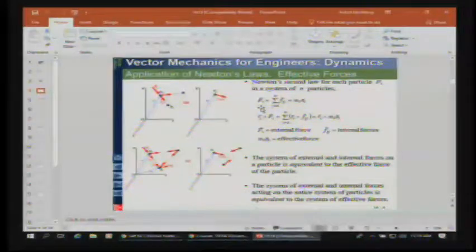It says the vector f sub i plus the summation from j equals 1 to n of the vectors f sub ij is equal to mass m sub i times the acceleration of i.